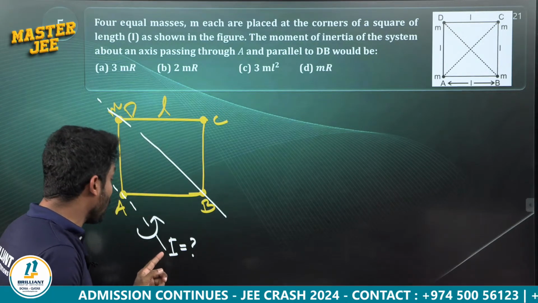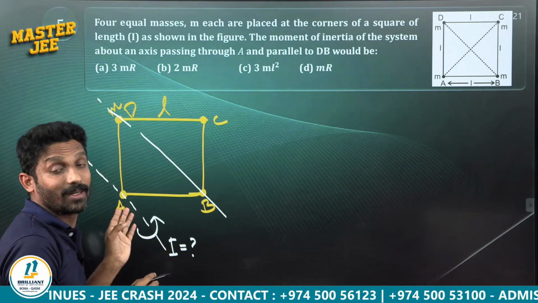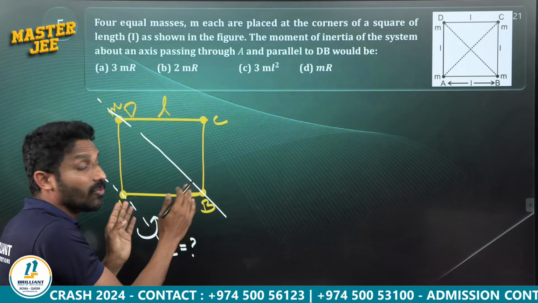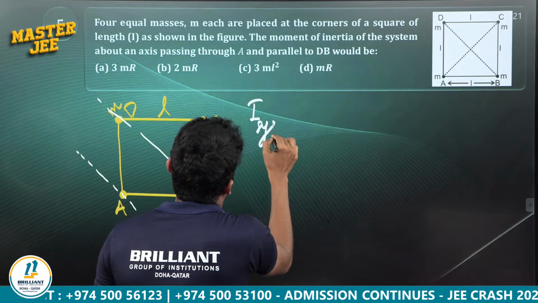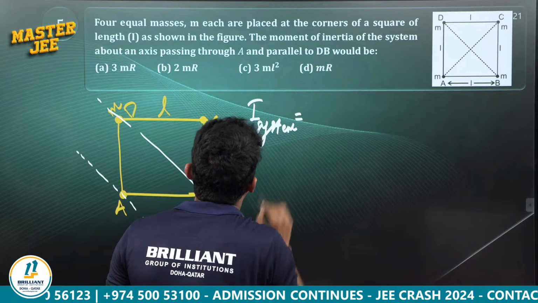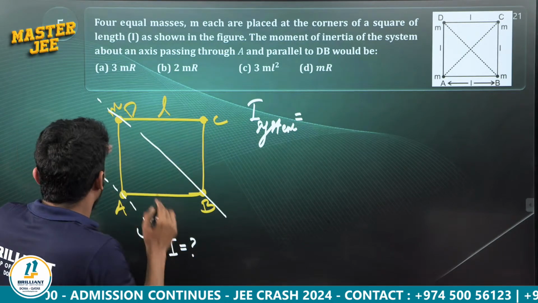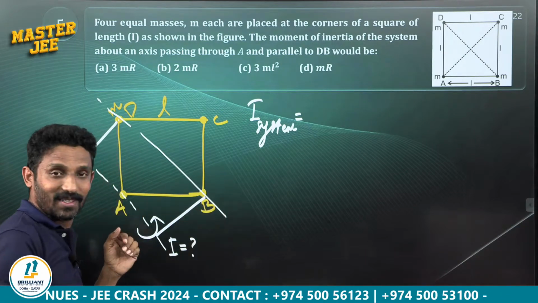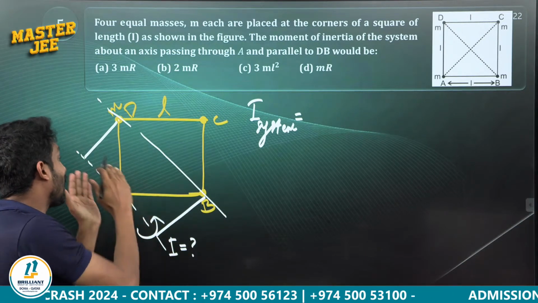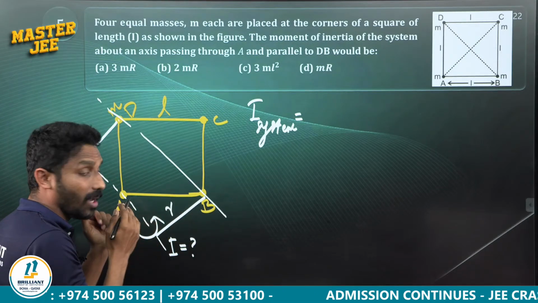Listen, the moment of inertia of this particle will be 0 because the axis is passing through the particle. Then these 3 particles will have moment of inertia. Understood? So the moment of inertia of the system is equal to the moment of inertia of these 2 particles plus this particle. These 2 particles are at equal distance from the axis. This is the axis, and let the distance of this particle be r; this one will also be r.